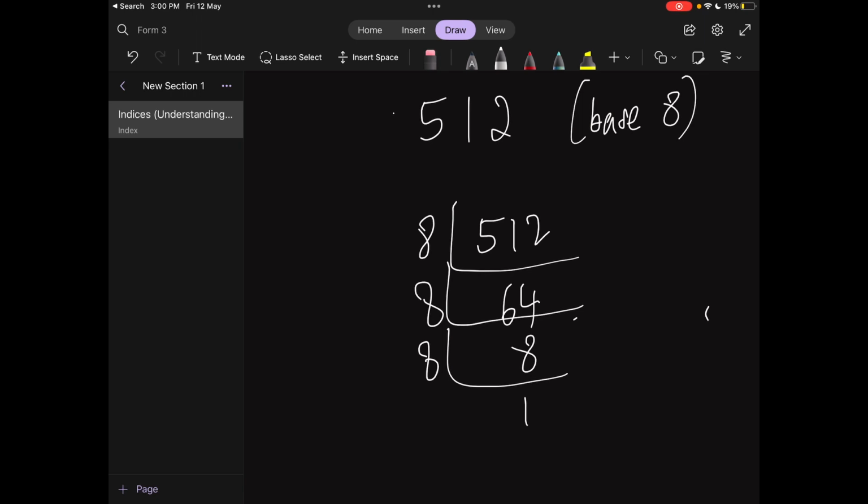So at this point, you can see that we get 1 already. So that means we have reached the end. So the base is obviously 8, and we have 8 multiplied by itself 3 times. So 8 to the power of 3, which is 8 cubed. And it's correct. If you type in 8 cubed in a calculator, you will get 512.